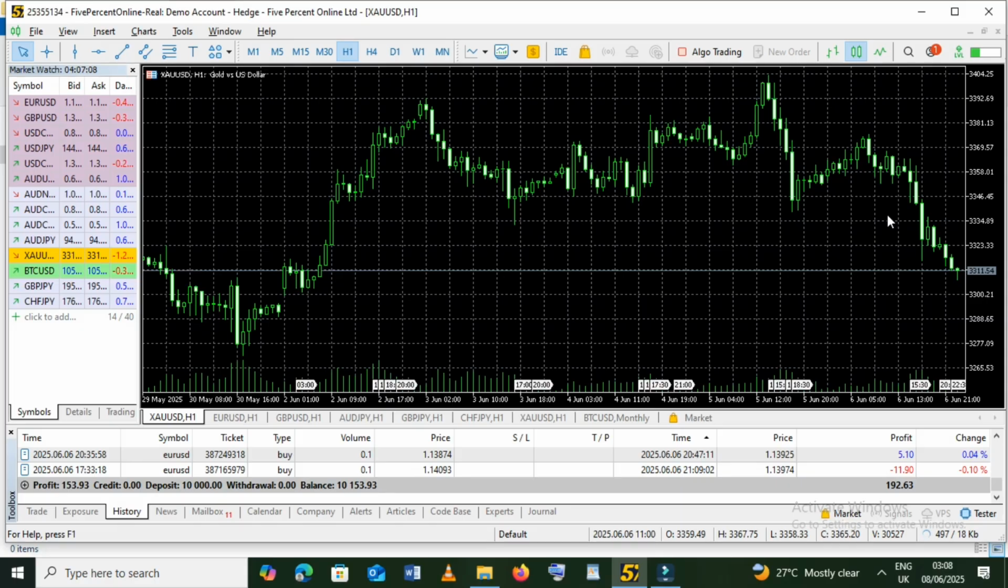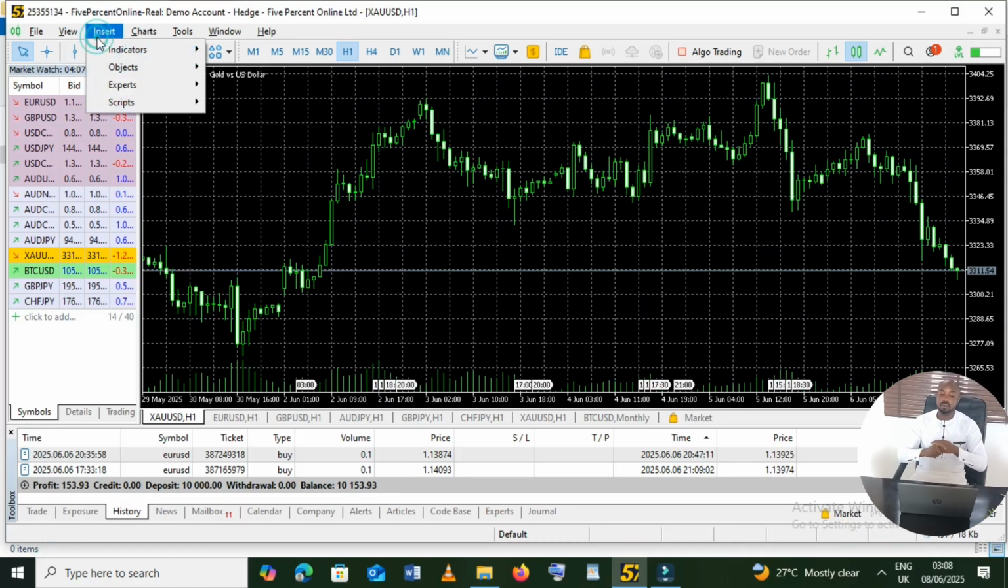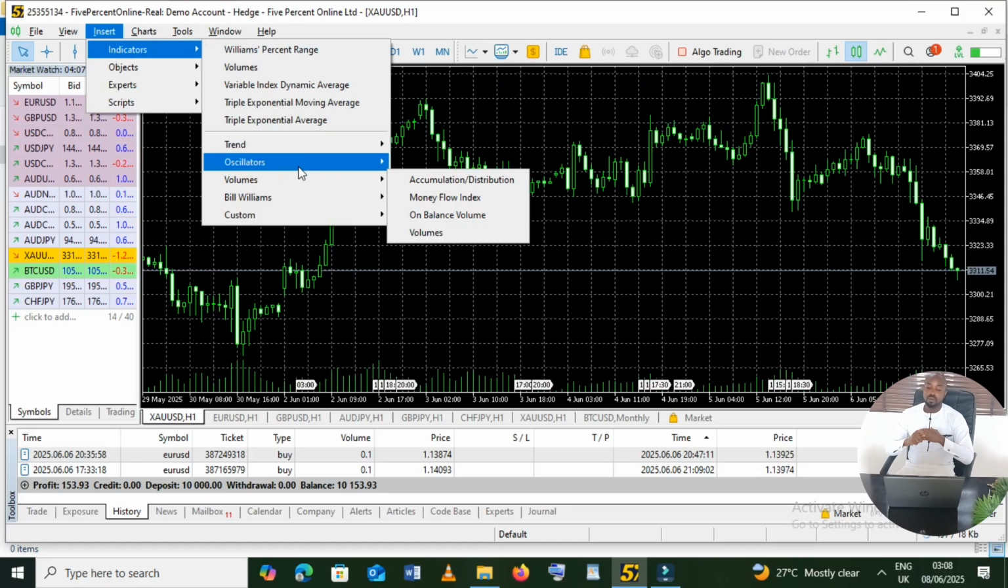Then what are oscillators? I've said that trend indicators are those indicators that follow the direction of the market. Now, what is an oscillator? Oscillators are those indicators used to measure the strength, the signal of that movement, or the momentum of that particular movement. So let's click on insert, click on indicator, and go to oscillator.